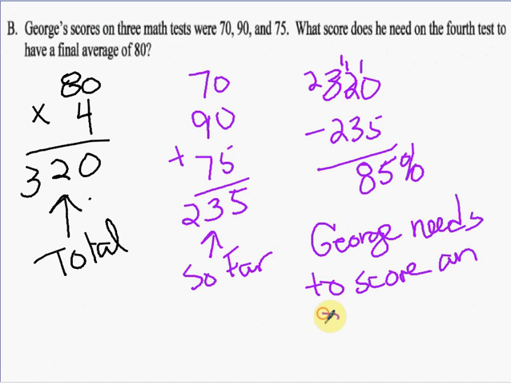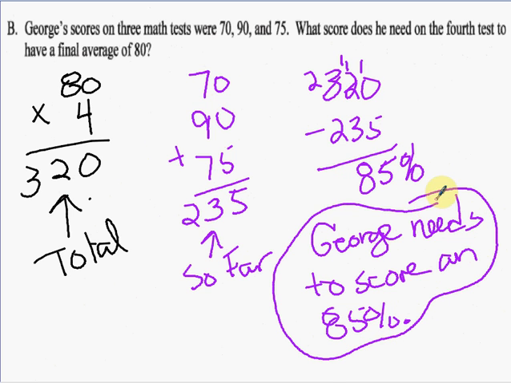If you want to be really fancy, you can say he needs to score an 85% on his 4th test in order to have an overall average of 80% on all 4 tests. I'll take what I have circled there, though. That's fine. Alright, and we are done.